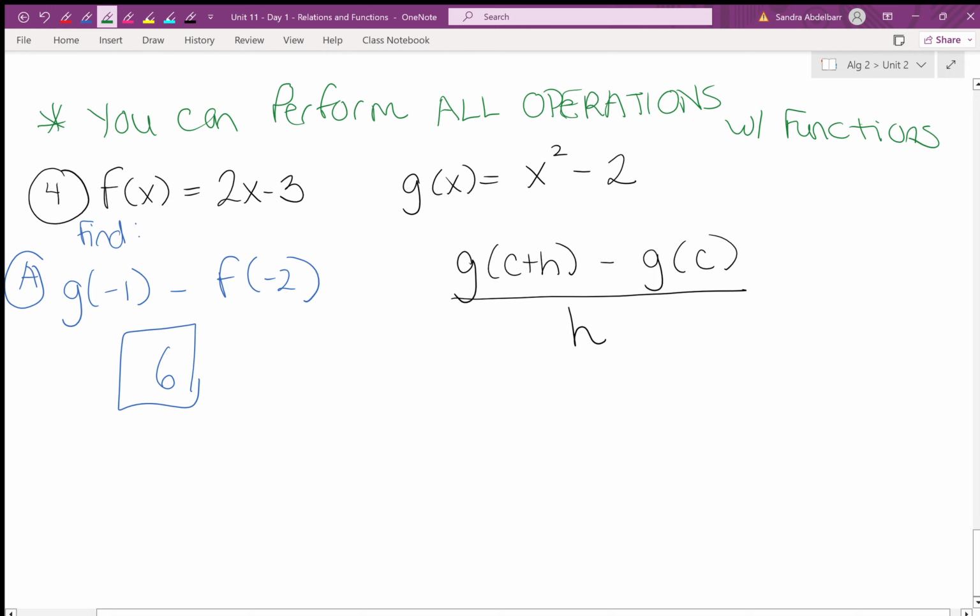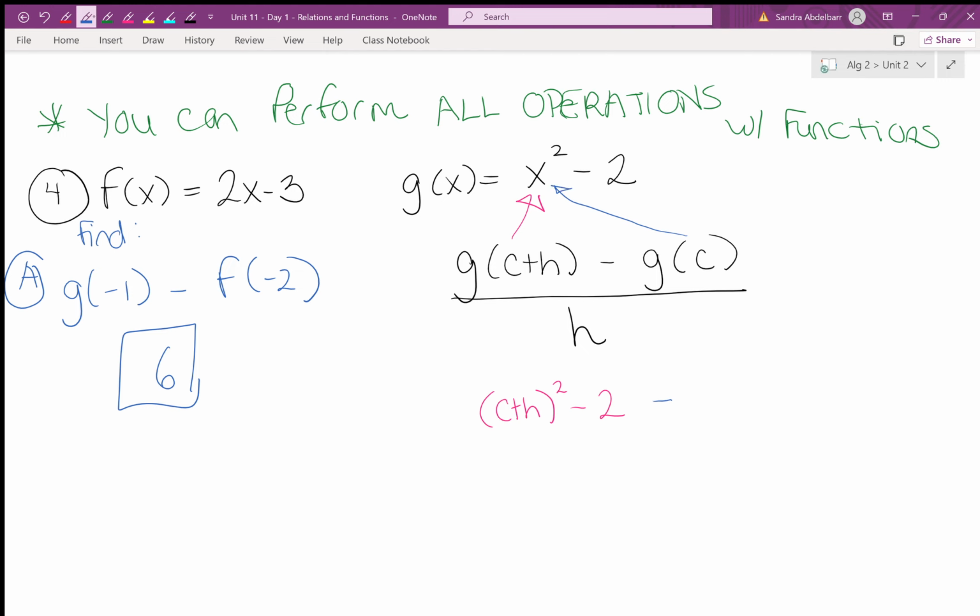Okay, so the first thing we're going to do is g of c plus h. Where it's g of x, wherever I see an x, what am I substituting in? c plus h. So this is going to be c plus h squared minus 2. Then we have minus g of c. So now wherever I see an x, I'm plugging in a c. So in my brackets or parentheses, whatever you want to use, I'm going to have c squared minus 2, all over h. Did I lose anybody with that numerator?